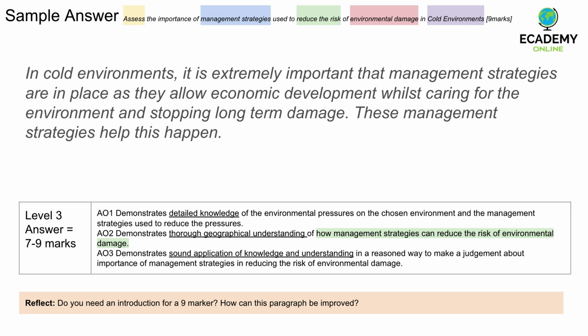Okay, it seems like this is a well-written answer. You've got the mention of cold environments, although the candidate doesn't actually mention a specific place. Then it goes on to say it is extremely important that management strategies are in place as they allow economic development, but it doesn't actually talk about a specific management strategy, and it doesn't talk about how or why that management strategy helps to stop long-term damage. And then the paragraph ends with these management strategies help this happen.